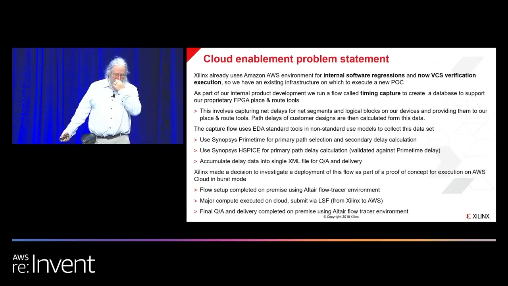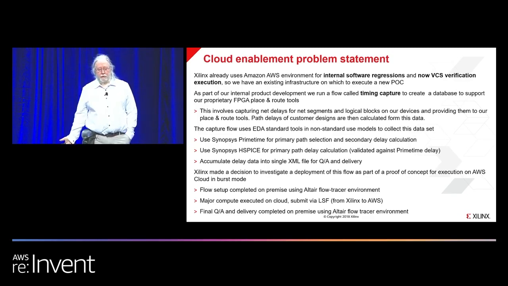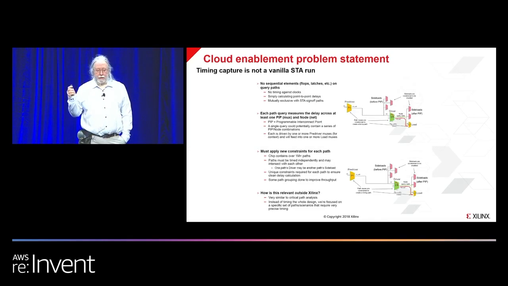So the problem statement for us is really, we want to run using the Amazon environment, but we want to run using our internal flows as much as possible. We have targeted VCS as the initial target because that's the thing that peaks on our queue most often, and it's a natural thing to move over. We're also interested in back-end flows. Synopsys PrimeTime and HSPICE are flows that we targeted to look at and use. I'm going to skip over the problem statement.